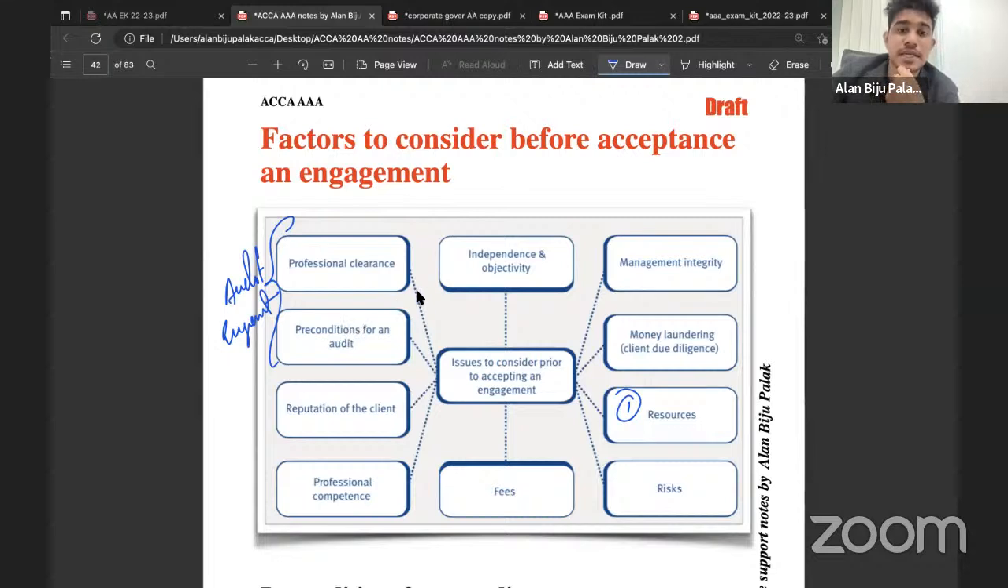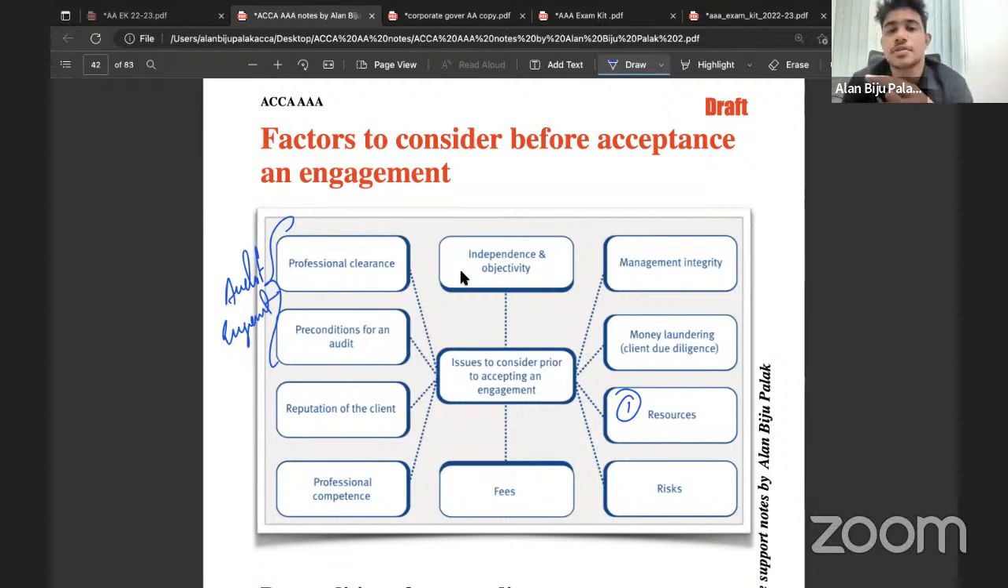Then, if something is mentioned in the scenario that might affect the auditor's independence or objectivity, as we learned in the ethics area, if there is something specified in the scenario which would directly affect the auditor's integrity, or in any manner affect the objectivity of the auditor, which creates threats of self-interest, self-review, advocacy, familiarity, or intimidation or management threat, then independence and objectivity related points can be considered.